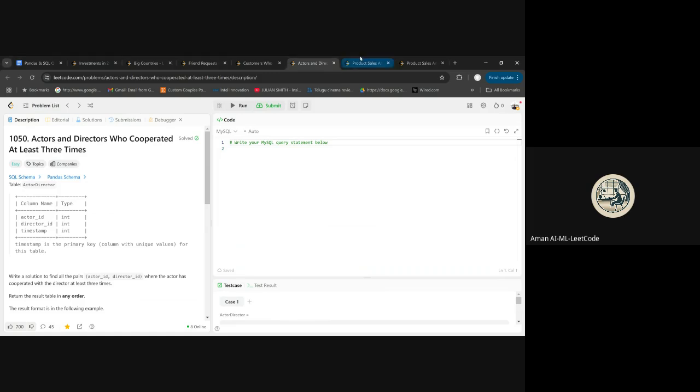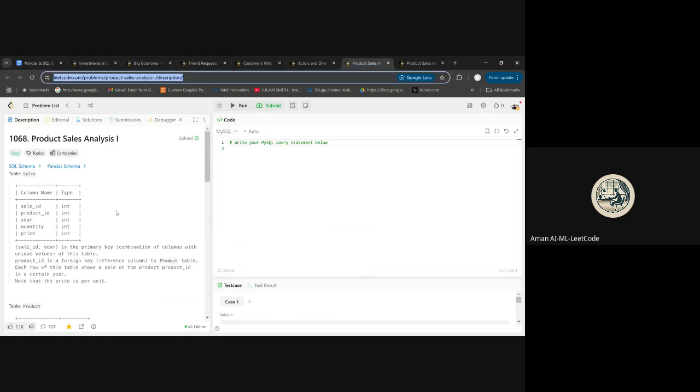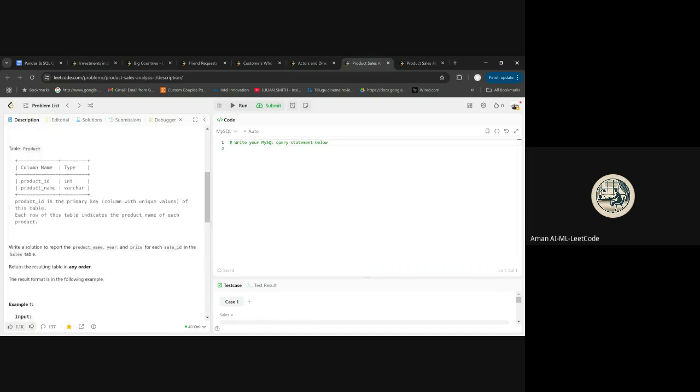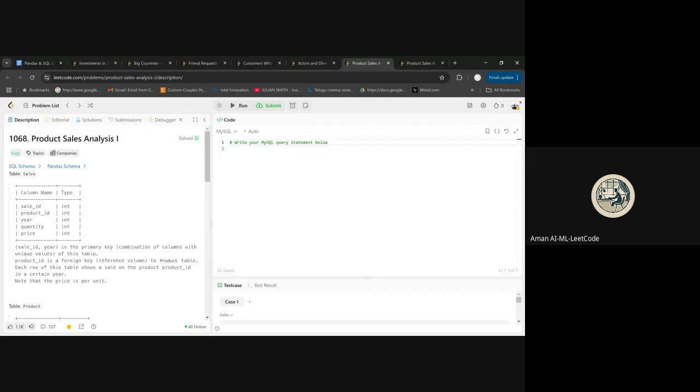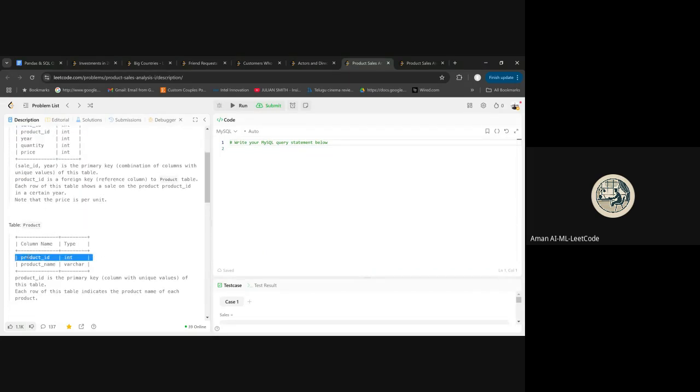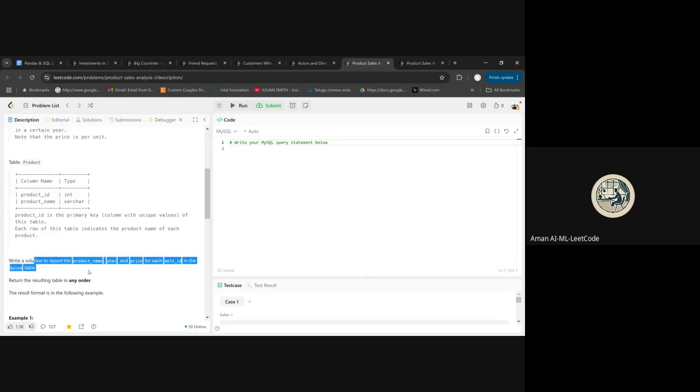Okay. Next, product sales analysis. So we are given product sales table here. Product sales table is having sales information and it has product information. Okay. Write a solution to report product name, year, price for each sale ID in the sales table.